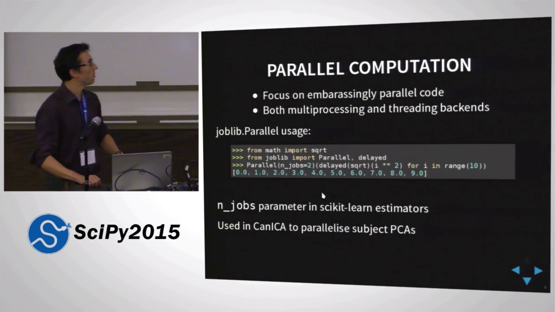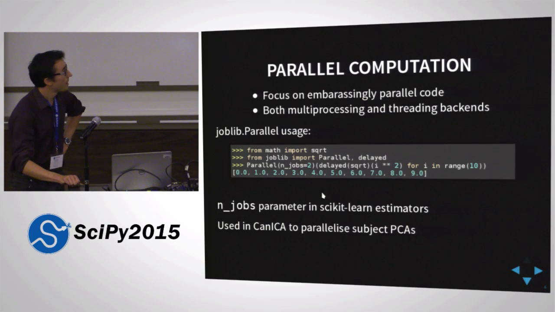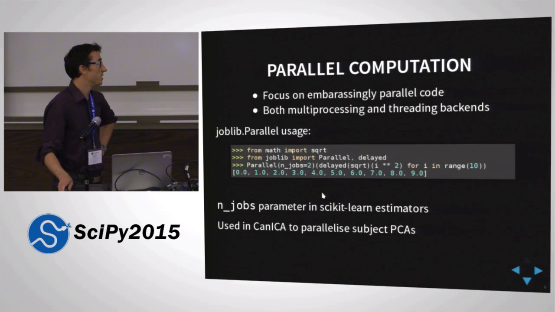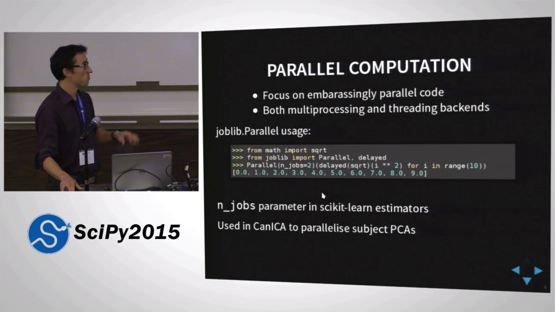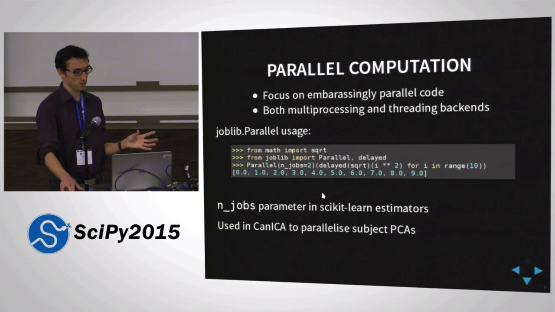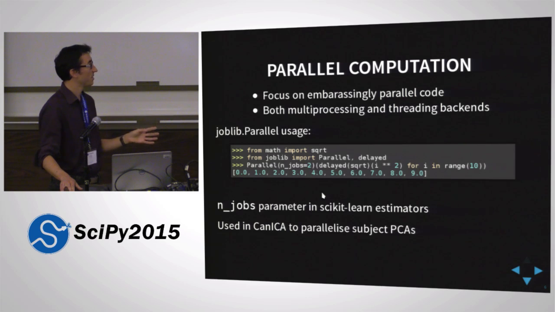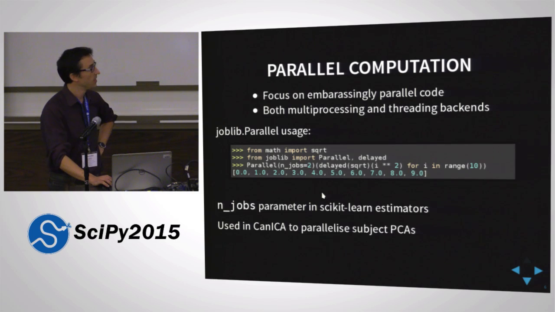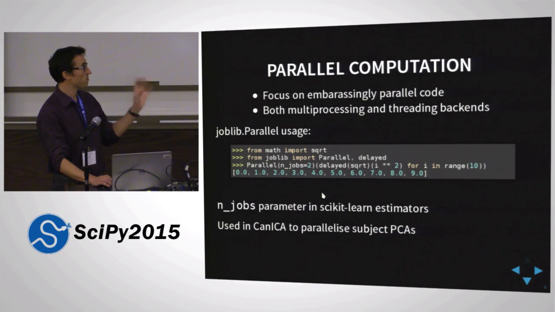Another thing that is in joblib is parallel computation. The focus is on parallel computation without a big framework. So you try to solve simple problems which are embarrassingly parallel on a single machine, and we can decide whether we want to use multiprocessing or threading backends. The way you use it, you don't have to change your code too much.